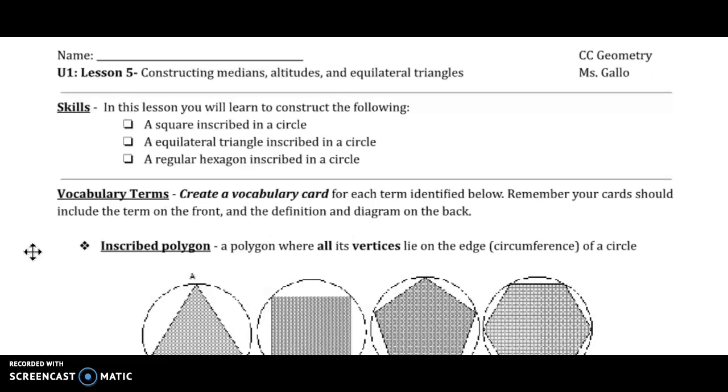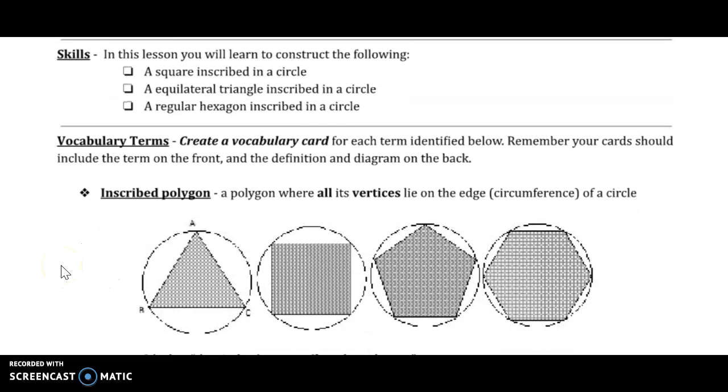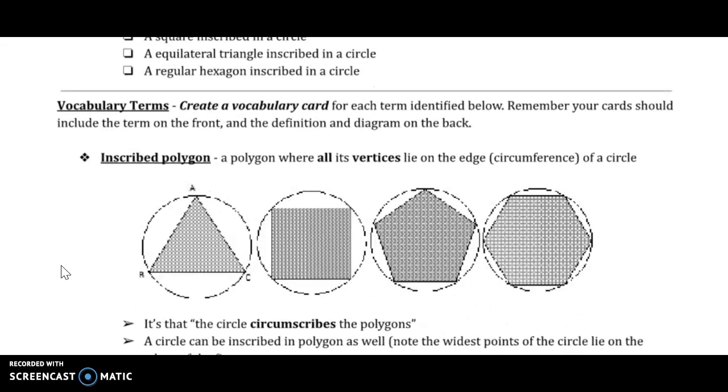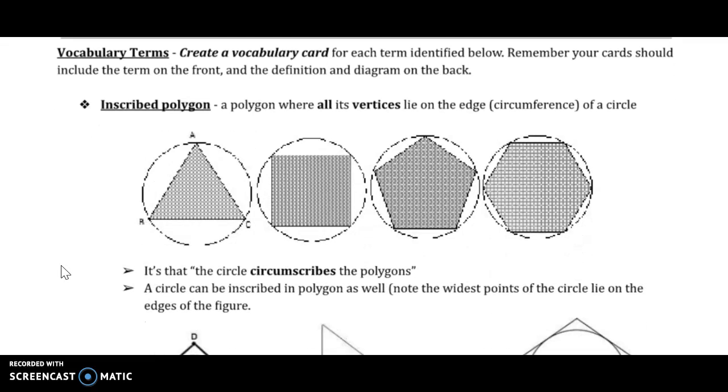All of these figures will be inscribed in a circle. So this video will go over the new vocabulary for the lesson. The next 3 videos will go over the example and the practice.